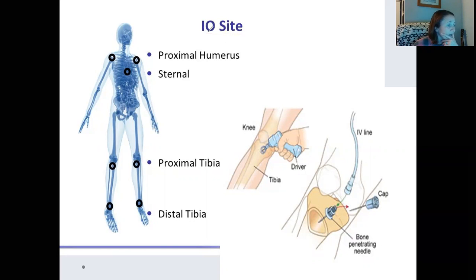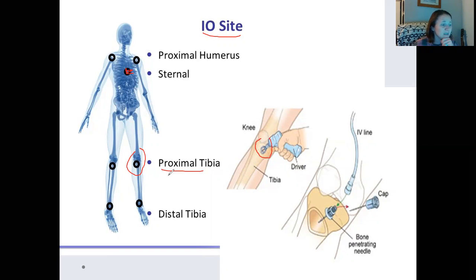So an IO site, there are specific places that it can go. A lot of times, if you see it, it'll be at the knee, the proximal tibia. It can go sternal, but if you're doing CPR, that might not be the place you want to go. Proximal humerus, so it's going into the bone in these spots. Nurses can do these. They are specially trained to. Typically, the nurses that put these in are ICU nurses or ER nurses.